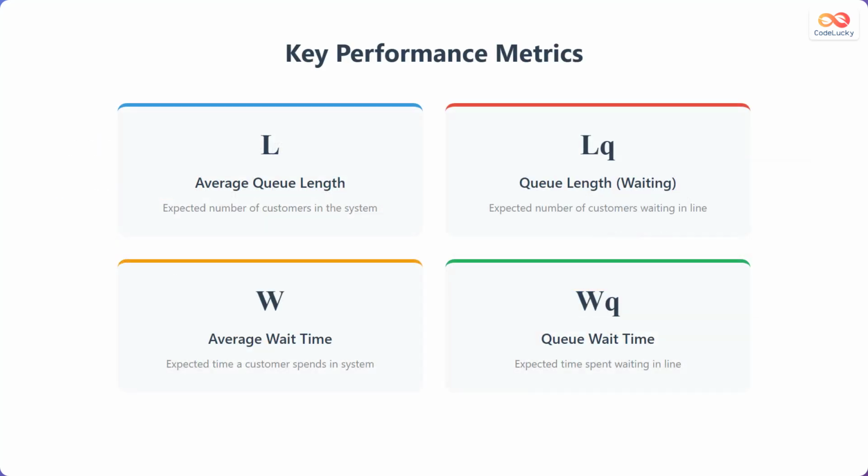To evaluate the performance of a queuing system, we use several key metrics. L represents the average queue length, which is the expected number of customers in the system, both waiting and being served. L subscript Q represents the average queue length waiting, which is the expected number of customers waiting in line. W represents the average wait time, which is the expected time a customer spends in the system, including both waiting and service. W subscript Q represents the average queue wait time, which is the expected time a customer spends waiting in line before receiving service.